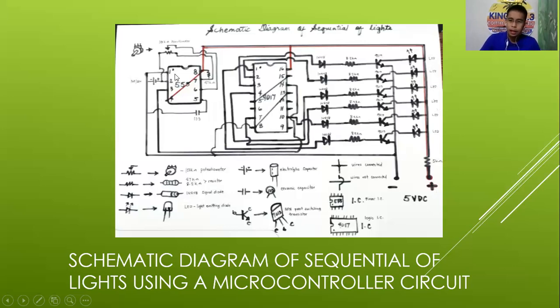Okay, let's go now to negative. Alin ba yung negative ni 555? Okay, 1 is connected to negative. Si 4017, ano ang connected sa negative? Pin 13 and pin 8 is connected to negative.